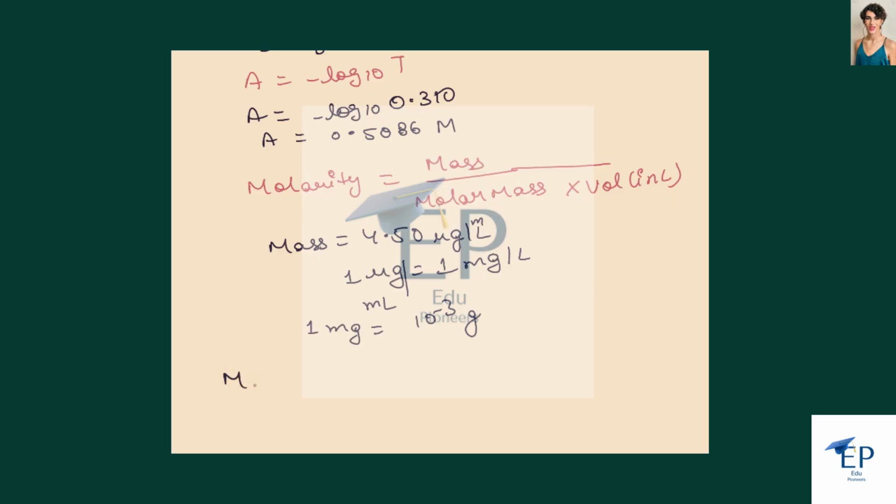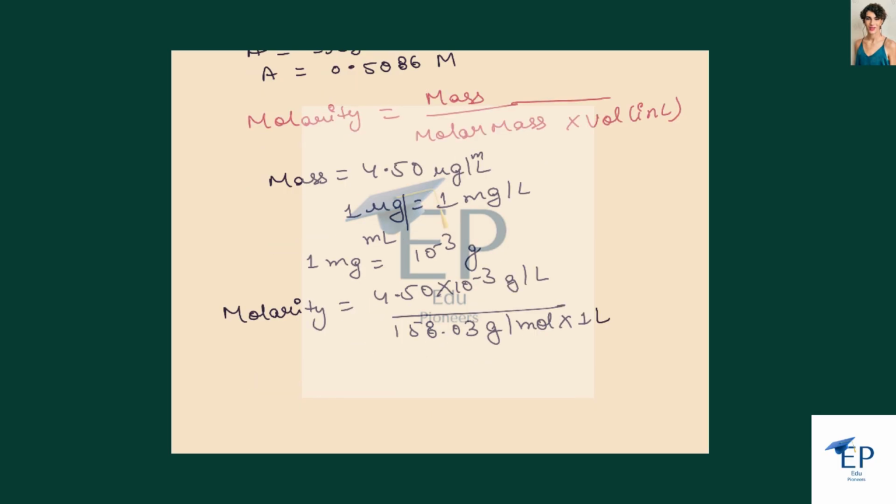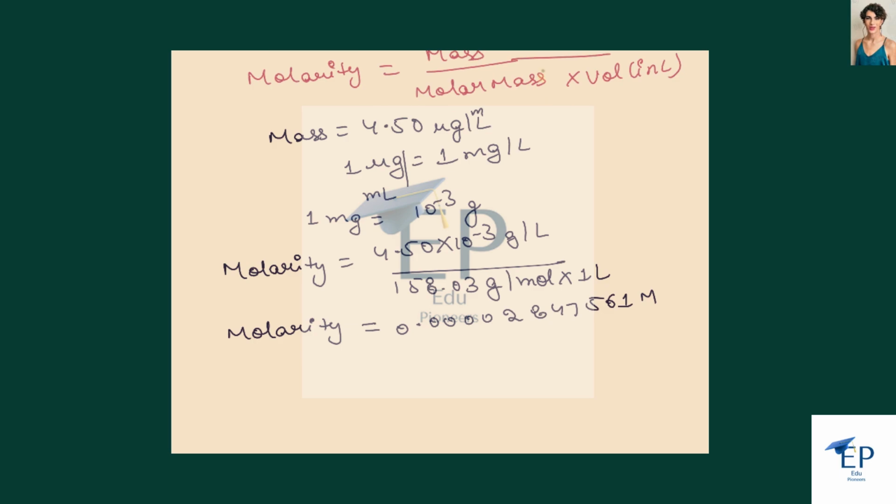Now substituting the values, molarity is equal to 4.50 times 10 raised to power minus 3 gram per liter, divided by the molar mass, which is 158.03 gram per mole, and here the volume is given as 1 liter. So we get the molarity, that is the concentration, and this value is equal to 0.000284756 molar.